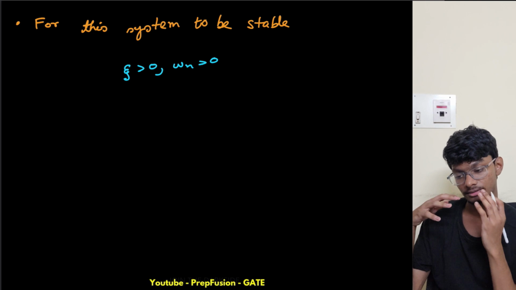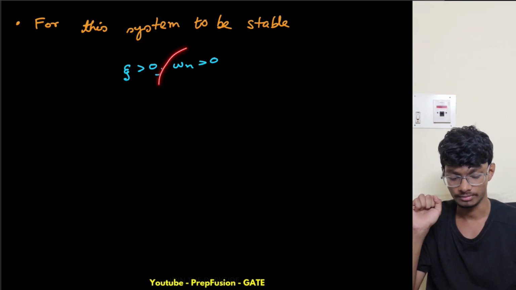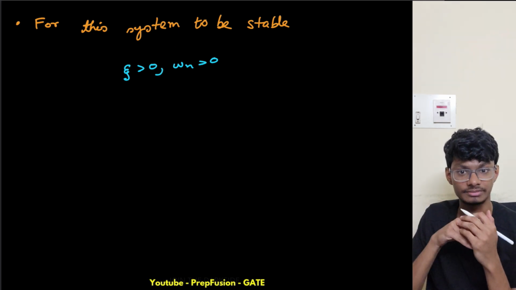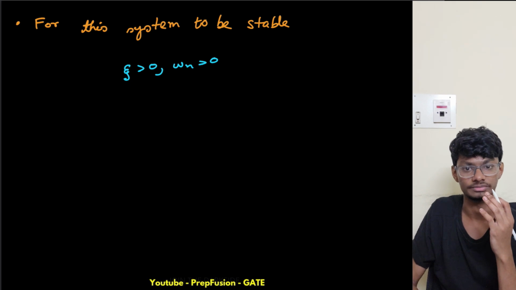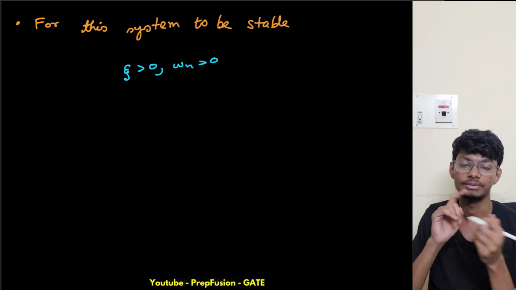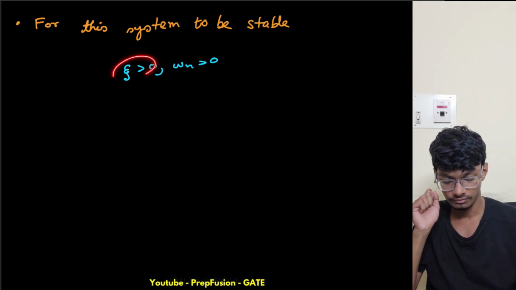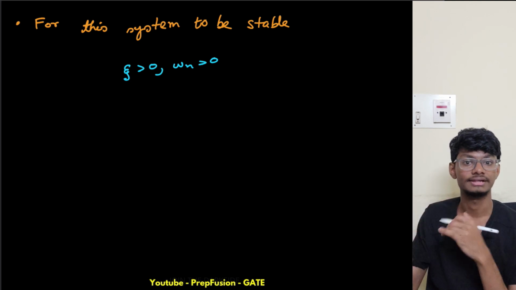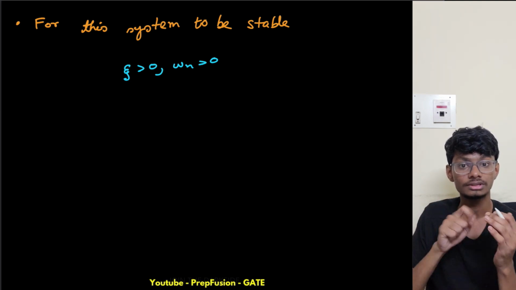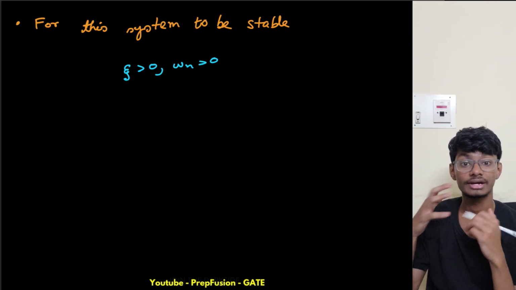There is also another mathematical thing: if both my damping ratio and my frequency become negative, then also the system will remain stable. But that is not practically possible in real life. If even one of them becomes negative, then my system will be unstable. Practically, if my damping is positive, what does that signify? There is some resistance in the circuit. If my damping ratio is negative, that means there is some negative resistance in the circuit.